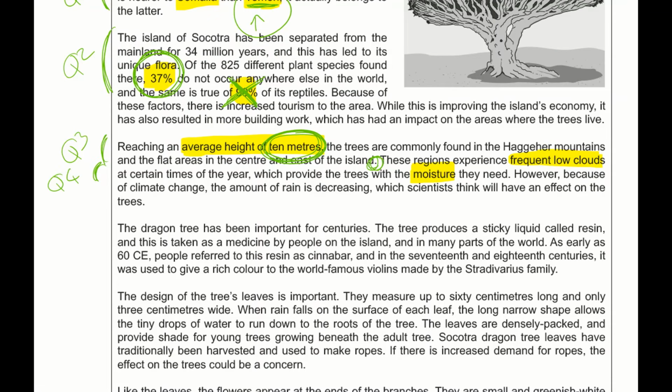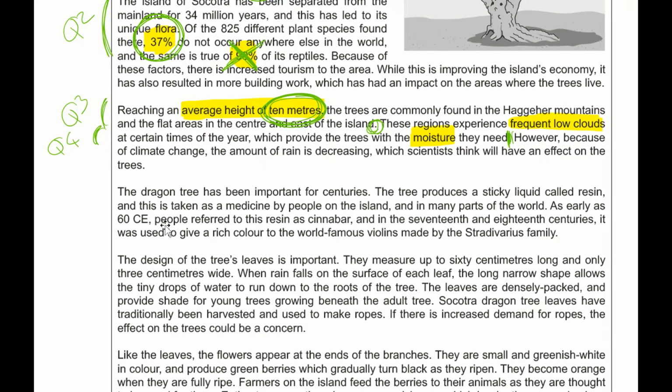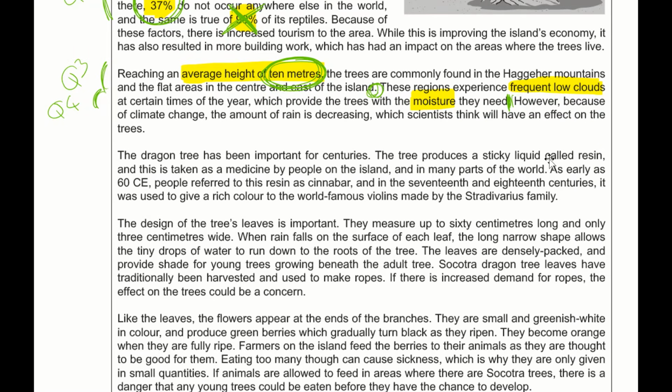Question 4. So I'm going to continue reading from here because that's where we stopped. However, because of climate change, the amount of rain is decreasing, which scientists think will have an effect on the trees. The dragon tree has been important for centuries. The tree produces a sticky liquid called resin. Okay, getting closer. And this is taken as a medicine by the people on the island and in many parts of the world. There you go. So it produces a sticky liquid called resin, and it's taken as a medicine by many people on the island.